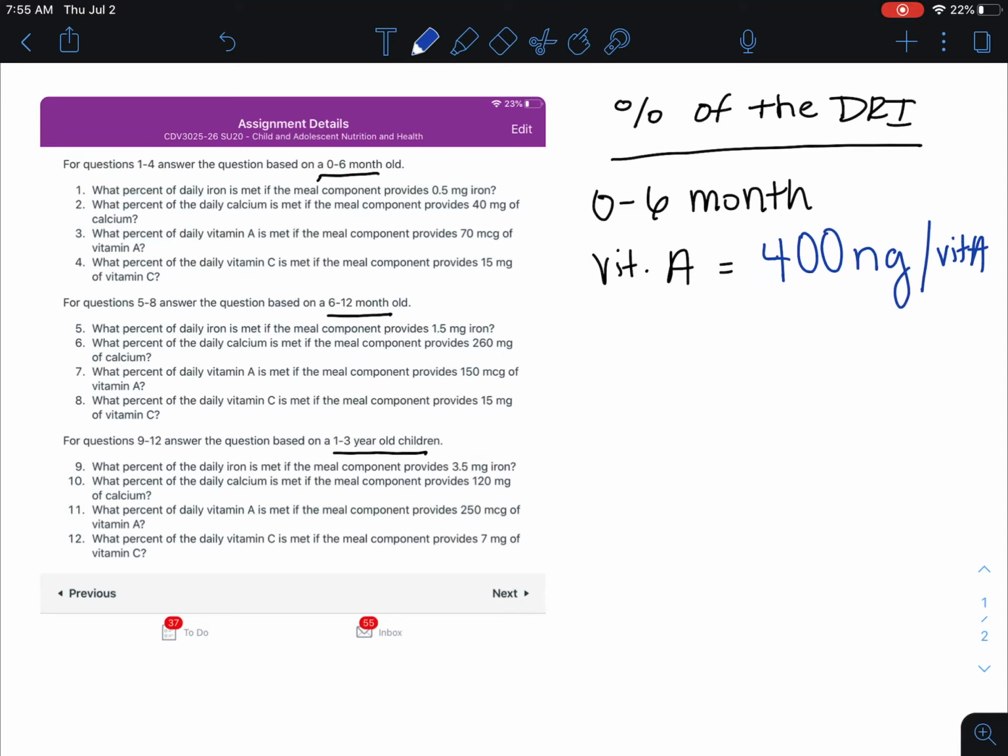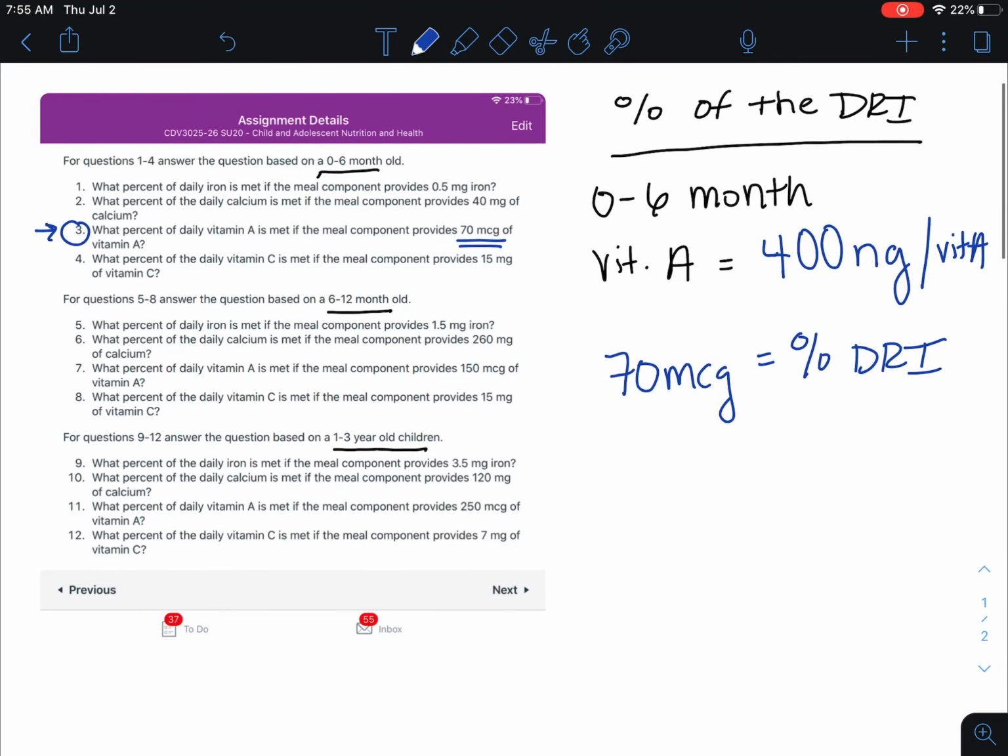Now, in order to answer the question of what percent of the daily vitamin A is met if the child has the 70 nanograms per meal component, let's just say the entire meal provides 70. What I need to do is figure out what percent of that DRI is provided.